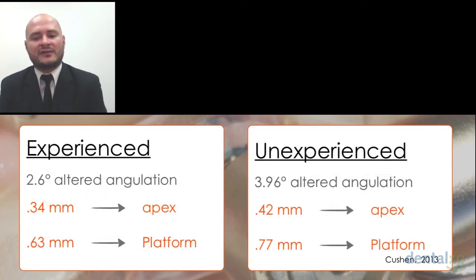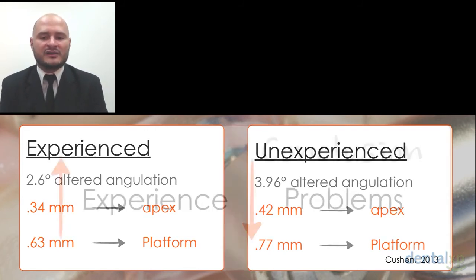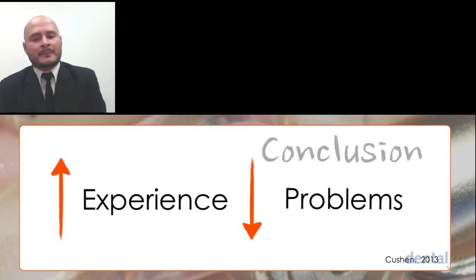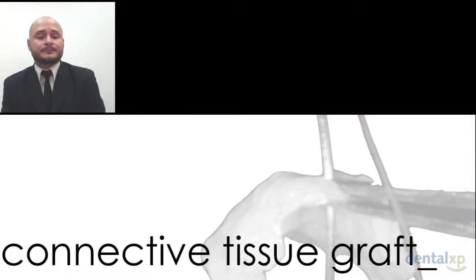He found that the experienced surgeons had less deviations at the apex and less deviation of the platform of the implants, and of course less angle alterations. All of this was done in stereolithographic models. So we can conclude from this that with more experience as a surgeon, you're most likely going to have fewer problems at the end of delivery of these implants.